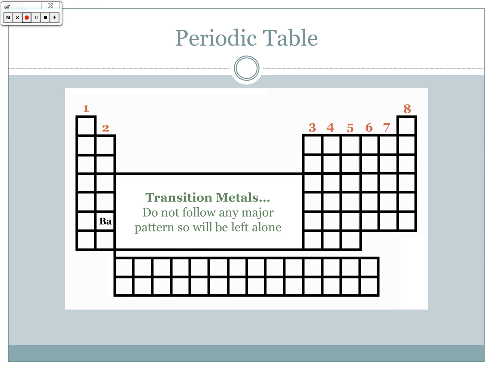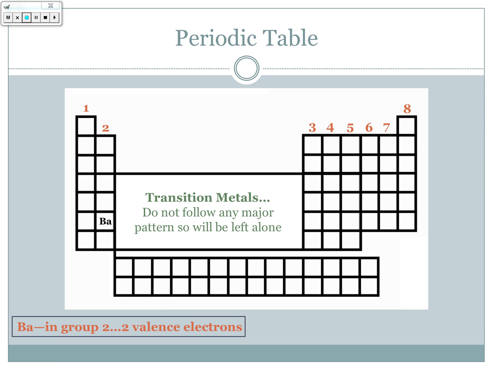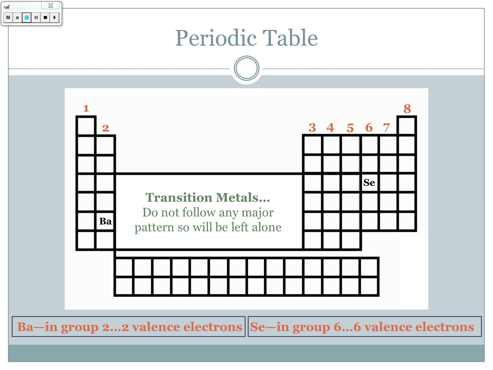So let's take a look at barium. Barium is located in the 6th row of the periodic table in the 2nd group. And since it's located in group 2, it's going to have 2 valence electrons. Selenium over here is located in the 4th row of the 6th group. And so being in group 6, selenium has 6 valence electrons.